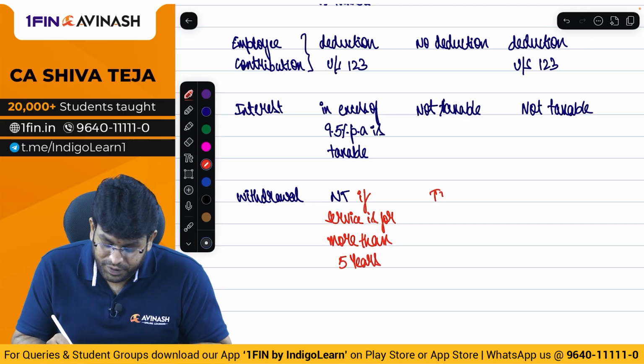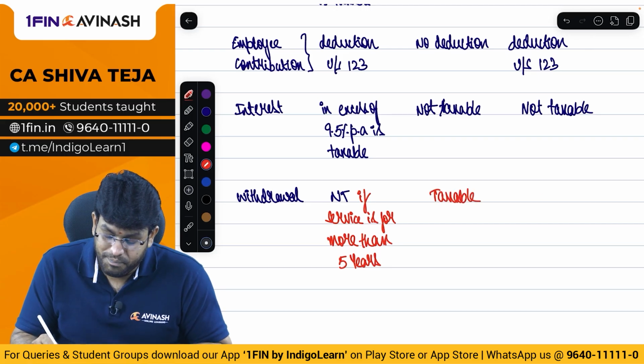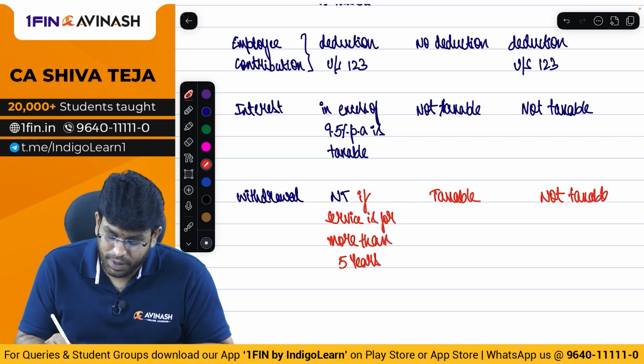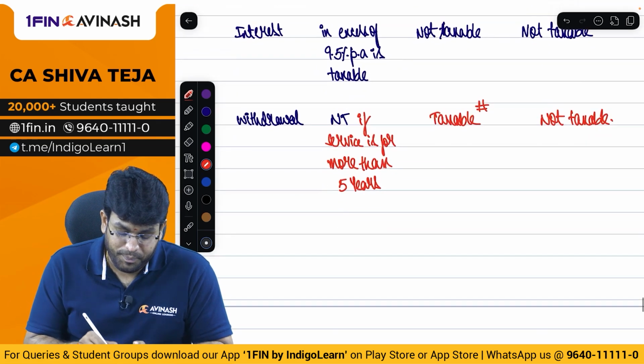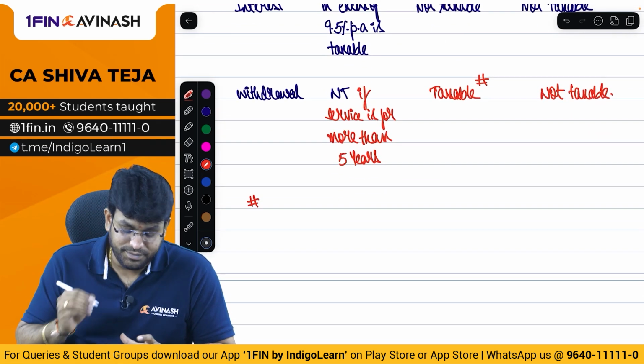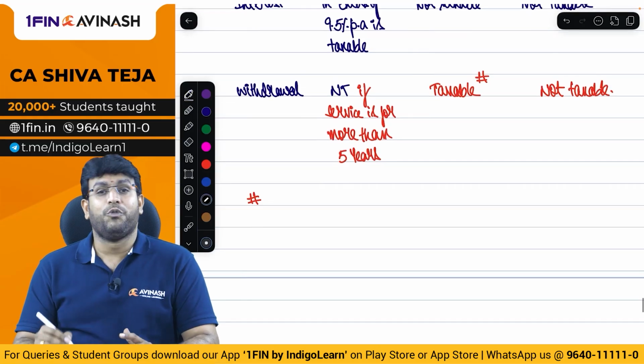URPF, definitely it is taxable. PPF, it is not taxable. But now comes the question, in URPF, how do we tax this?